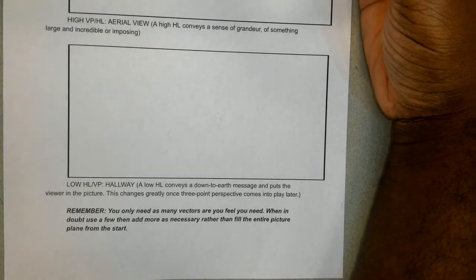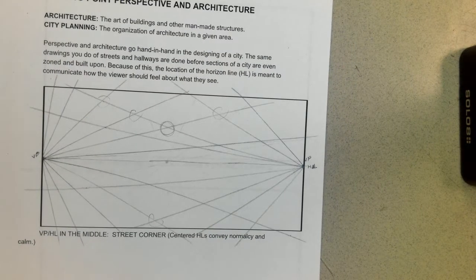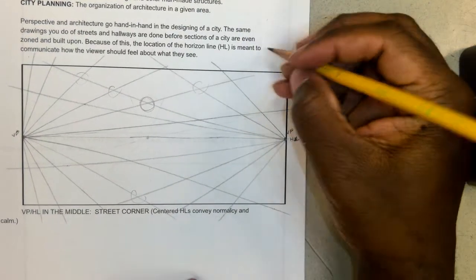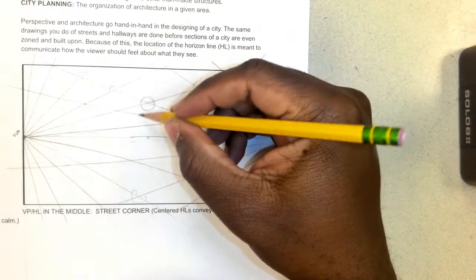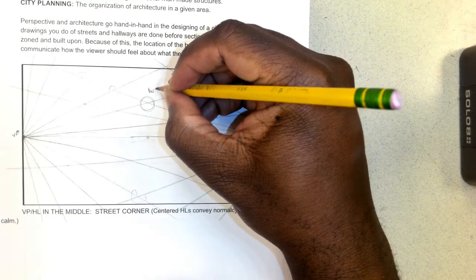This changes greatly once 3-point perspective comes into play later, however, because remember, 3-point perspective is an extreme view. You're either looking way up or way down, so it can make someone feel very mousy, or it can set off your vertigo. Whichever comes first. But back to the matter at hand, this. So as I said, I was going to use this in this section right here. Even label it, why not?